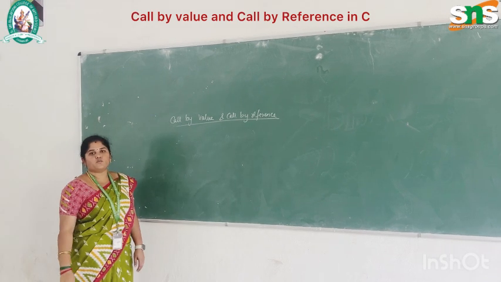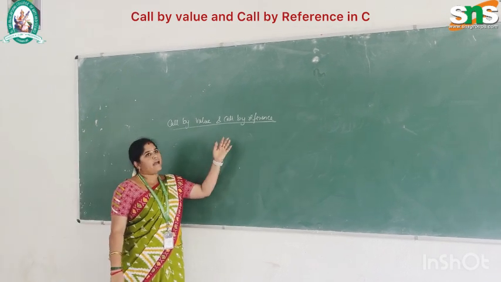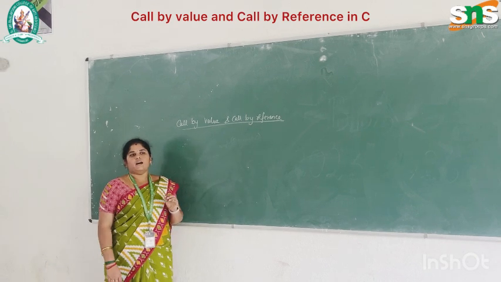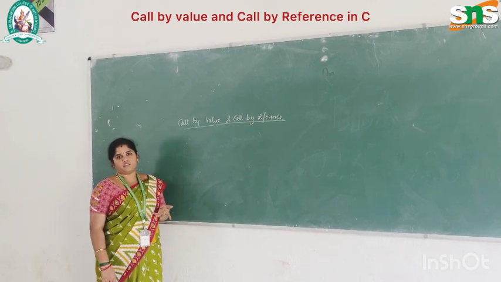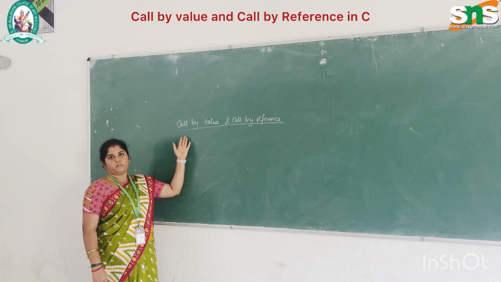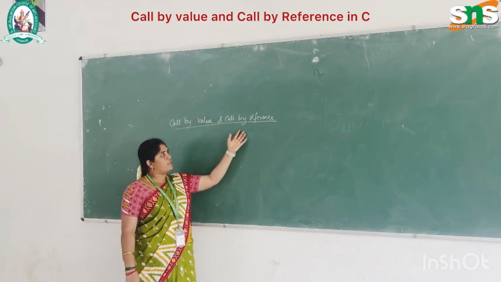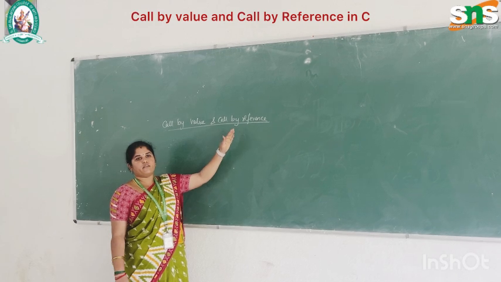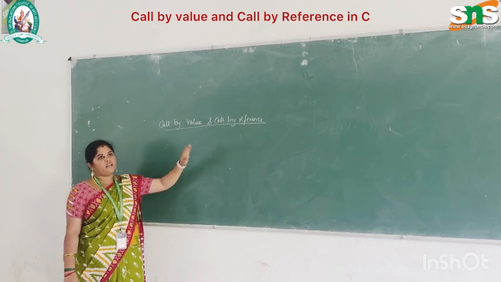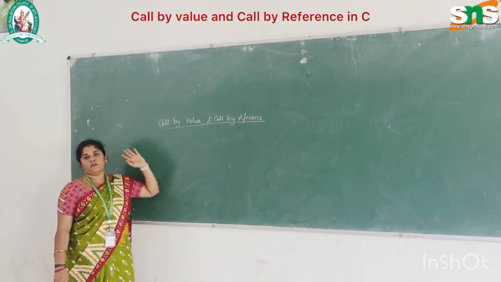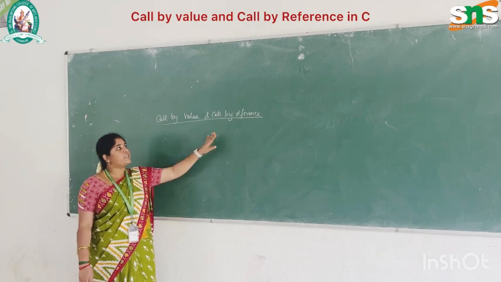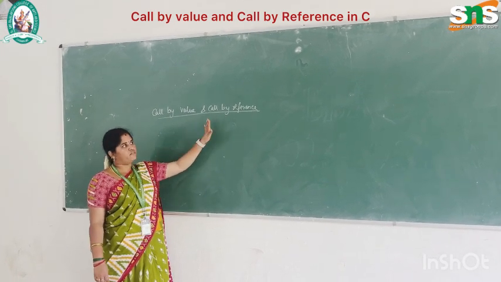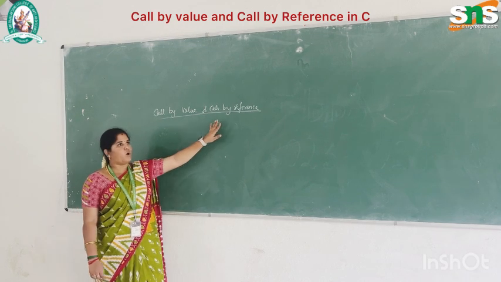Okay, let us discuss the meaning of call by value and call by reference. Call by value is nothing but, while passing the parameters to functions, only the value is passed. In call by reference, while passing, the address of that variable is passed. In call by value, the original value is not modified, whereas in call by reference, the original value is modified. That is the main difference between call by value and call by reference.